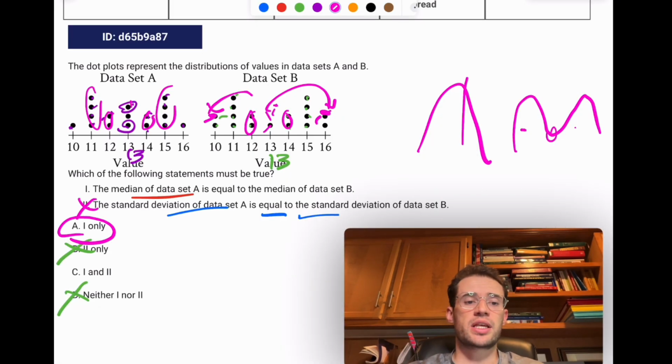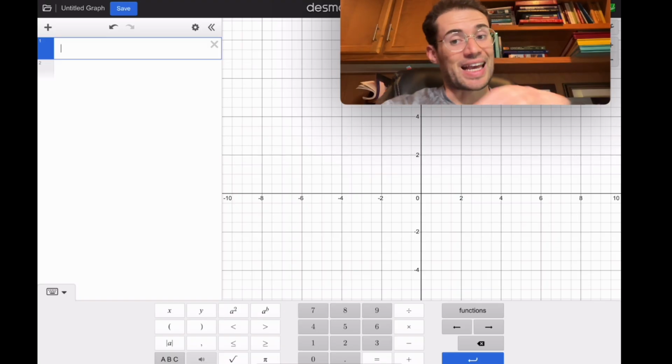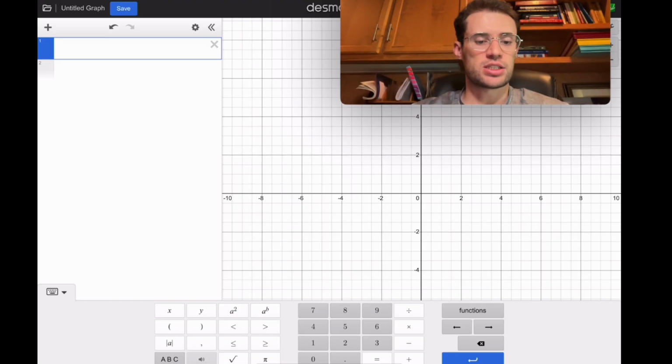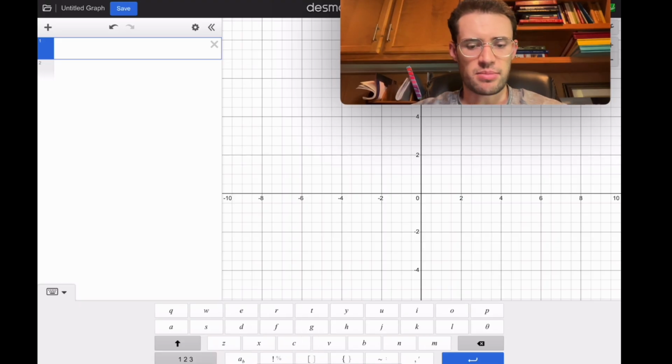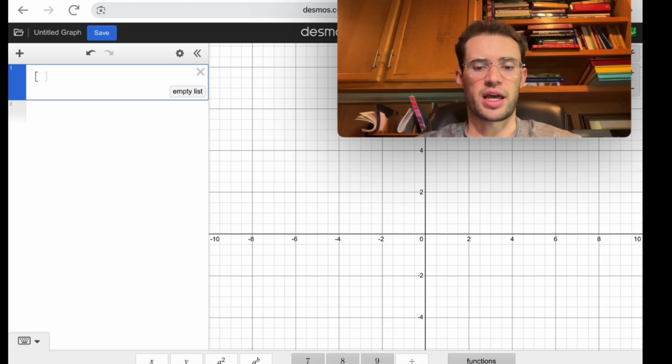You open Desmos, and then you're going to type in the values. So in this case, we could say there's 10, then 4 11s, then 2 12s, then 3 13s. So what we're going to do for one variable data, you don't use a table. We're just converting that dot plot into a list. To start a list, click here, this part that says ABC, and click a bracket. You can see empty list. It's empty because we haven't typed anything into it yet. Now you just type in the value.